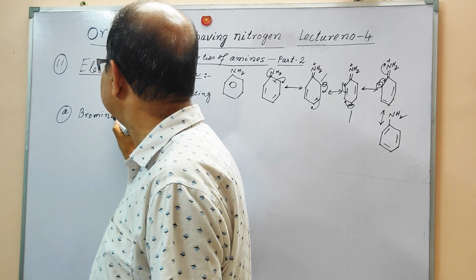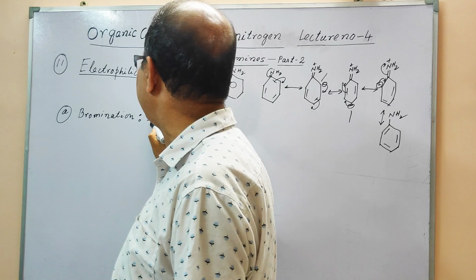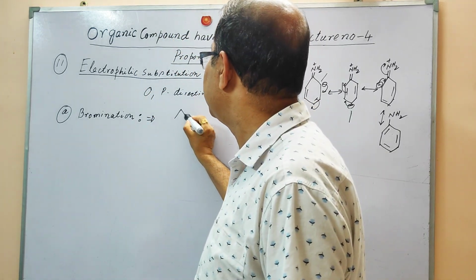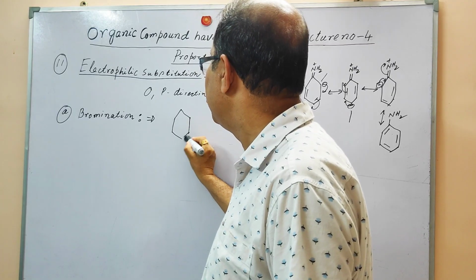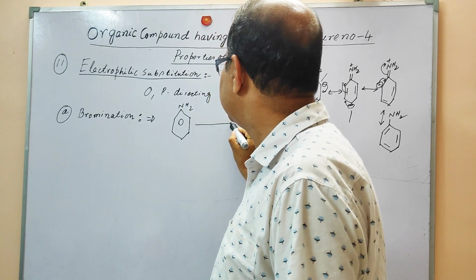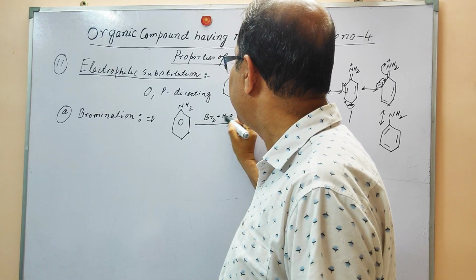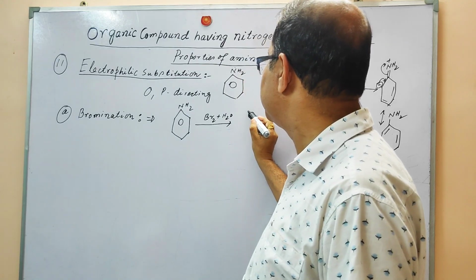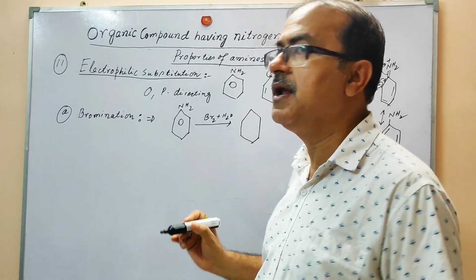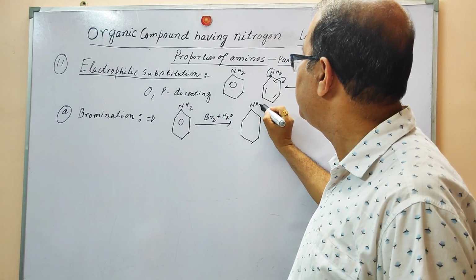Bromination reaction. In this bromination reaction, as aniline is a very active compound, the reaction is going to happen at room temperature when aniline reacts with bromine water. Just bromine plus water at room temperature is going to create a precipitate that is white in color.